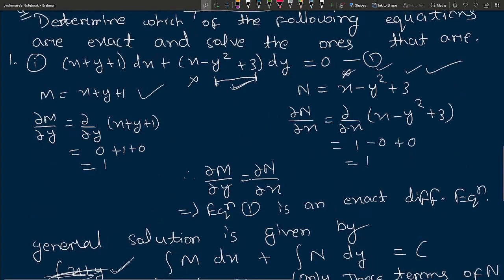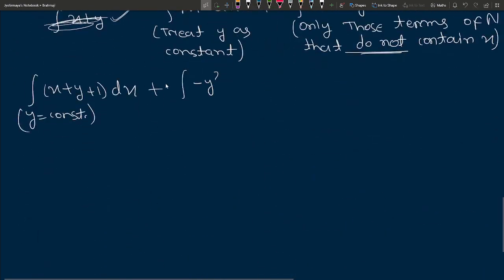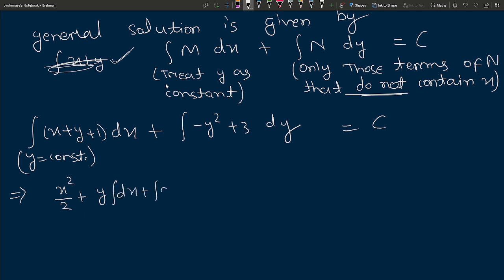So what will I write? Minus y square plus 3 dy, okay? Integration of N dy equal to c. Now integration of x, that is x square by 2. Y is constant, so integration of dx plus integration of dx plus minus y square integration, y to the power 3 by 3 plus 3 into dy y equal to c.